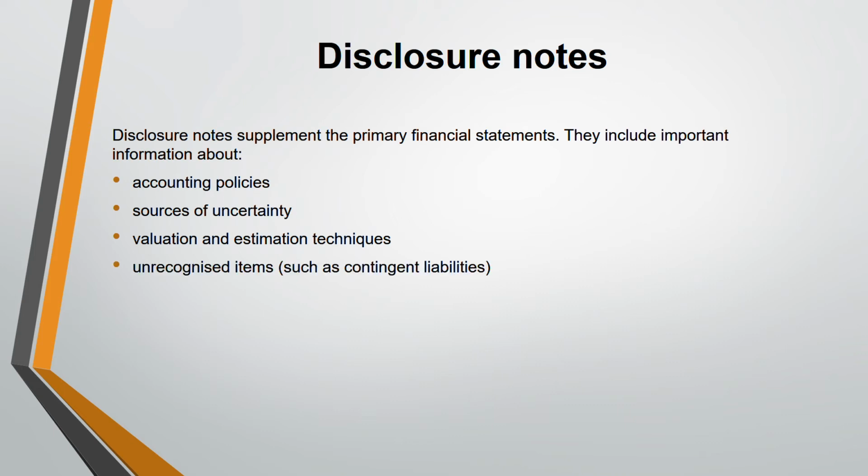Unrecognized items: anything that is not recognized does not go in the financial statements. But if anything is unrecognized, it will be there in your disclosure notes. One is contingent liabilities. Yes, we do not recognize contingent liabilities, but we write it under disclosure notes. Even after the reporting period, your IAS 10, IAS 10.